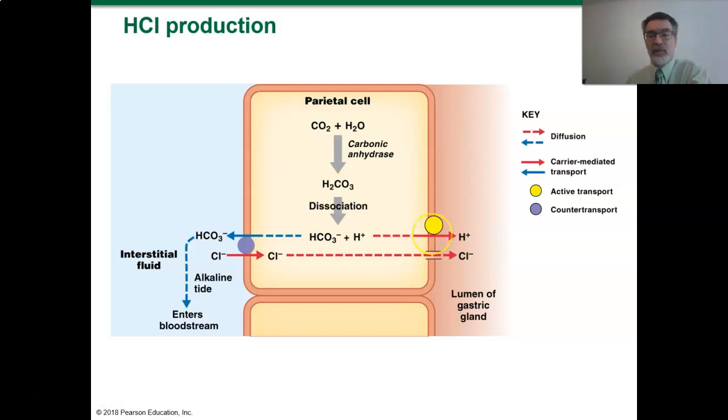So blocking the pump would be more effective, because even if I stimulate the cells to produce acid, the pump is blocked and I can't produce or release the acid into the lumen of the stomach to lower the pH of the stomach.